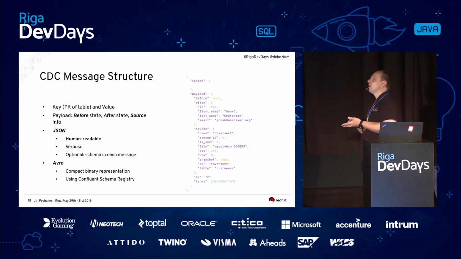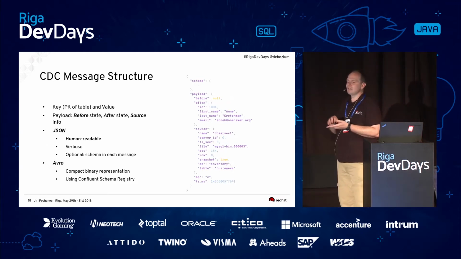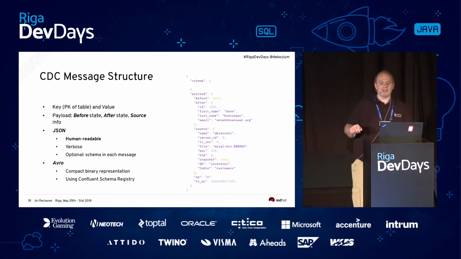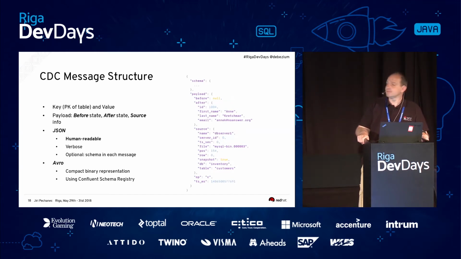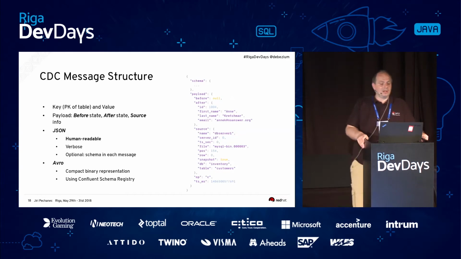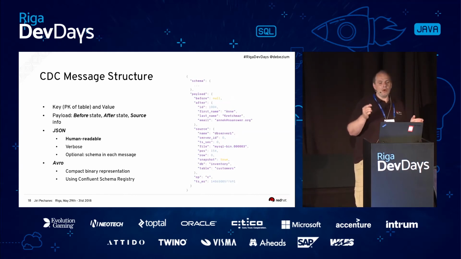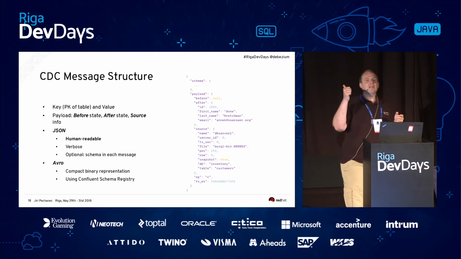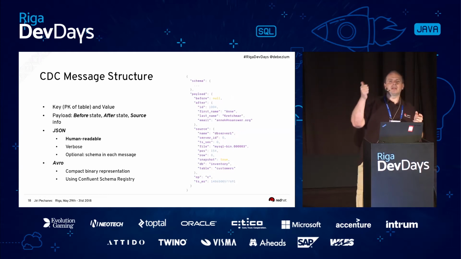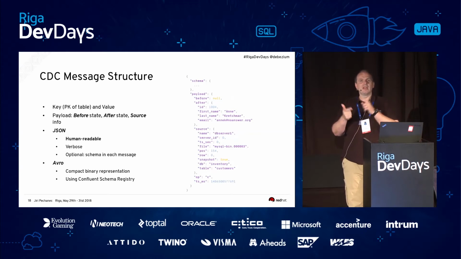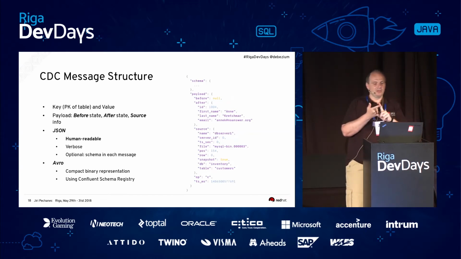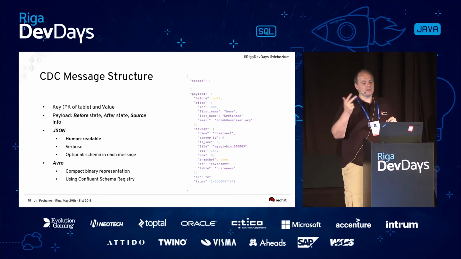So I've been talking about messages created by Debezium. What is their structure? Well, the message is in fact a pair of a key, which is the primary key of the table, reverse engineered from the database metadata, and the value of the message. The value is the payload. What is the payload? The payload contains three different components.